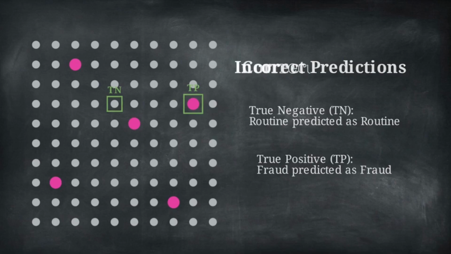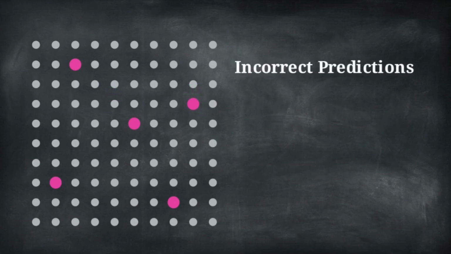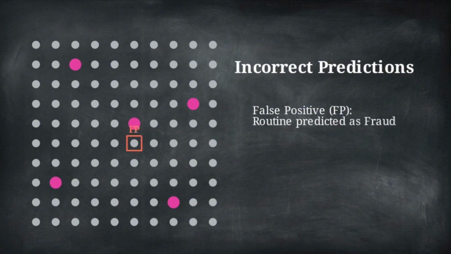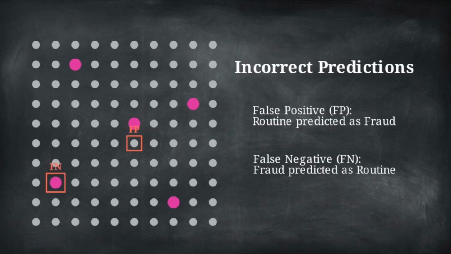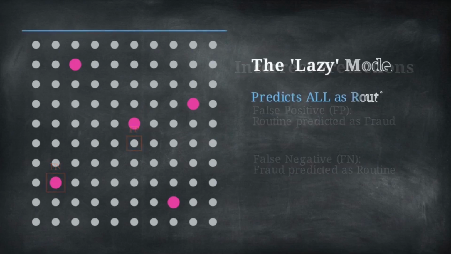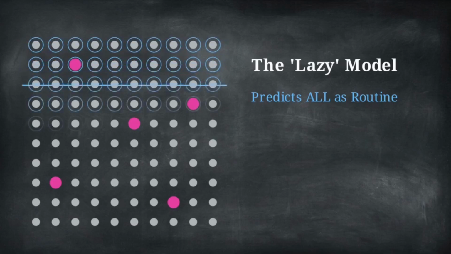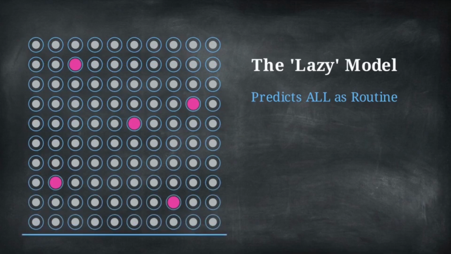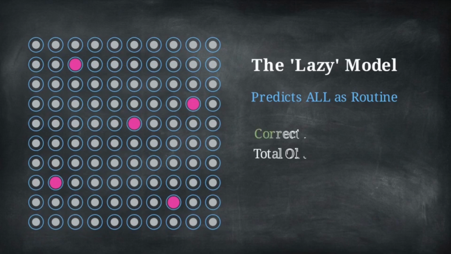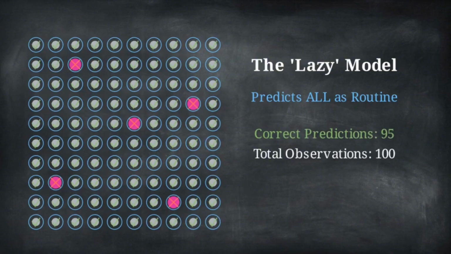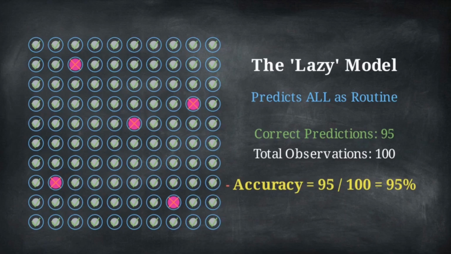It might flag a normal purchase as fraud, a false alarm, or false positive, or it misses the fraud entirely, letting a stolen credit card slip through. That's a false negative. Now, consider a spectacularly lazy model. Instead of looking for patterns, it simply predicts that every single transaction on the board is normal. Because 95 out of the 100 transactions are indeed normal, this lazy model achieves a 95% accuracy score based purely on the volume of its correct guesses.